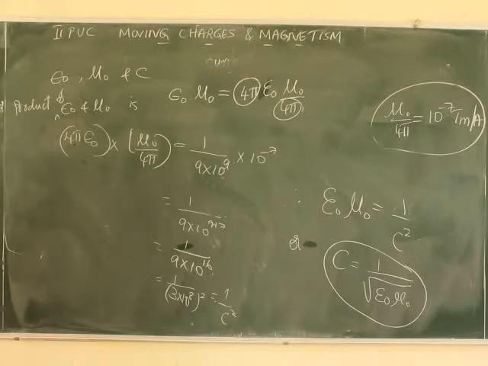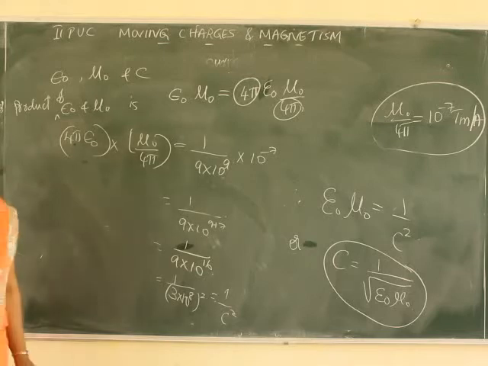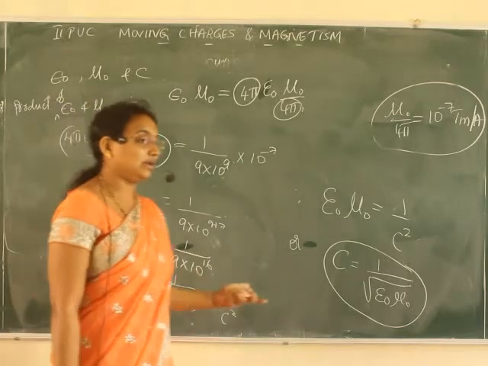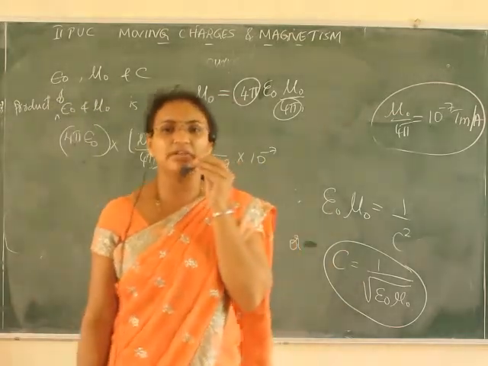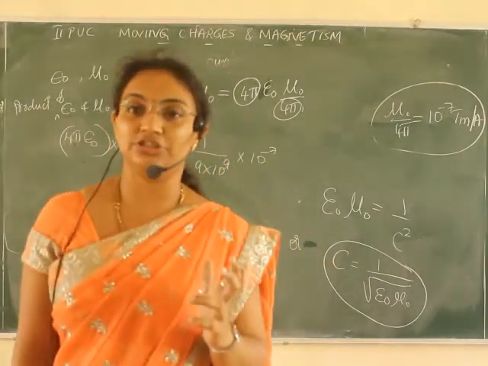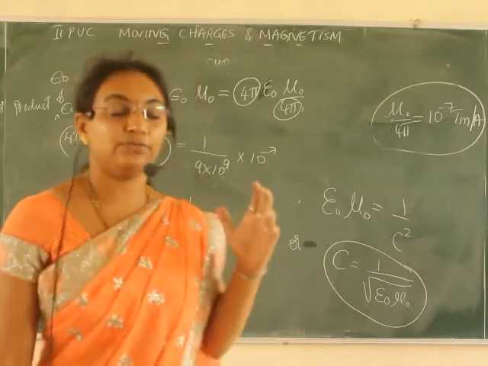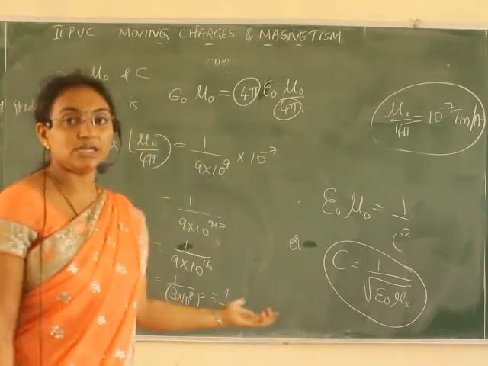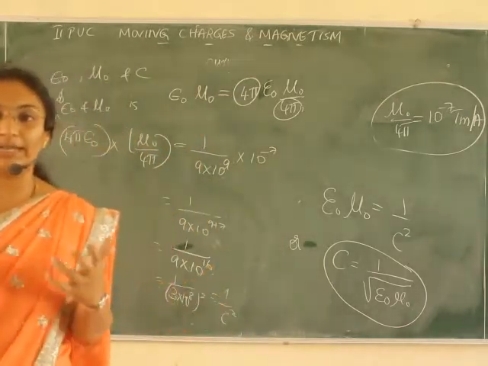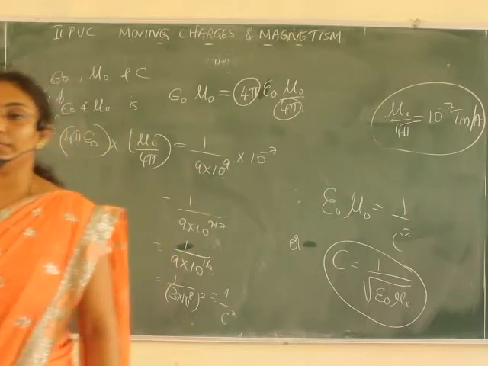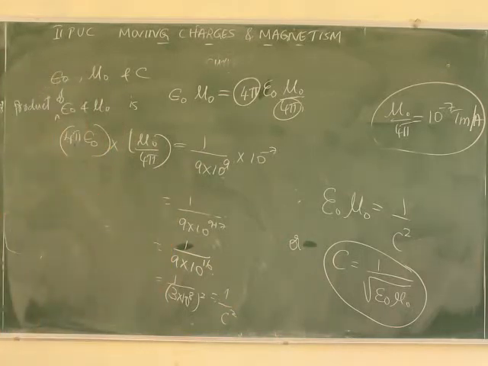Next, we are going to derive an expression for the magnetic field strength at any point on the axis of the circular current loop, using the Biot-Savart's law. This is a very lengthy derivation, so I cannot finish it within 10 minutes. I am planning to do it in the next class.